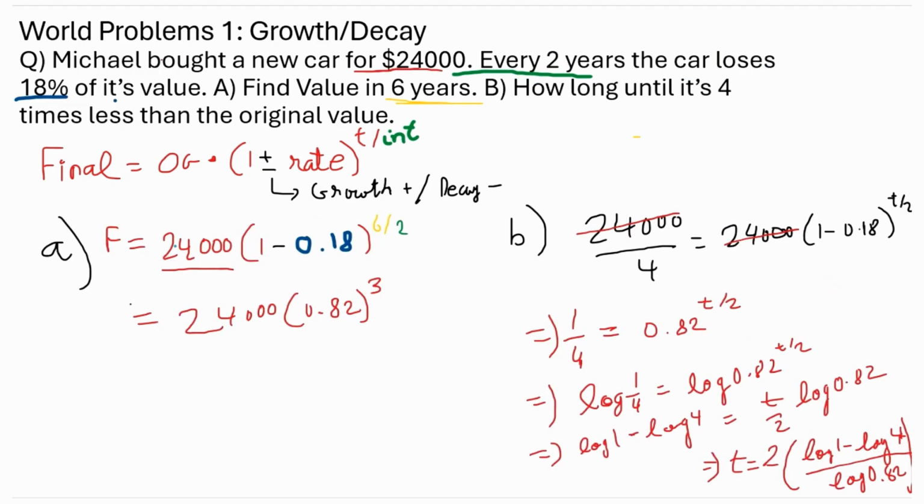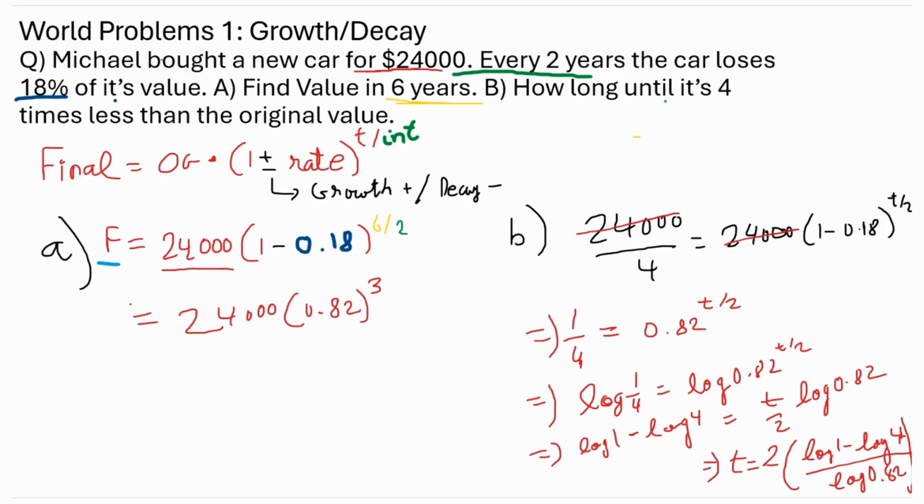So the equation becomes, for the first part, we have to find the value in 6 years. Our value is the original 24,000 times 1 minus 0.18, as we discussed. The time is given, so it's 6 years, divided by our interval, which is 2. We plug it into our calculator and solve for it.